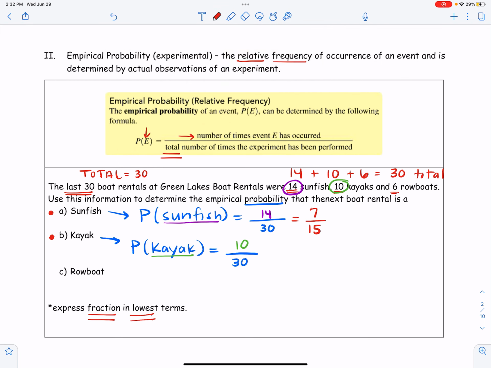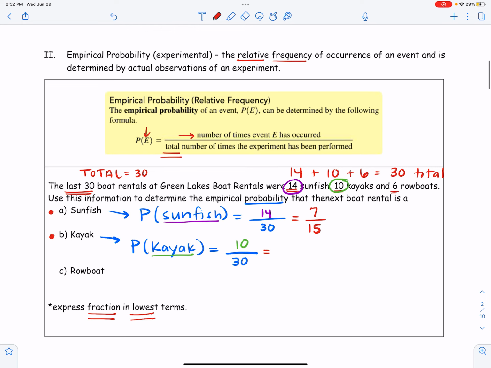And then again, this one says fraction, so all I want to do is simplify if I can. 10 and 30 are both divisible by 10, so this will simplify to a fraction in lowest terms of 1/3. All right, and the rowboat would be done the exact same way. So I'm going to leave that one for you to finish out.